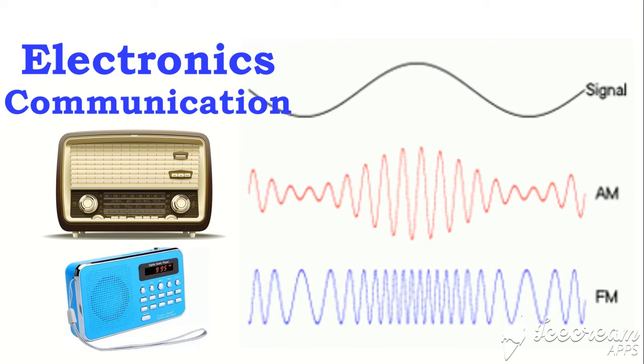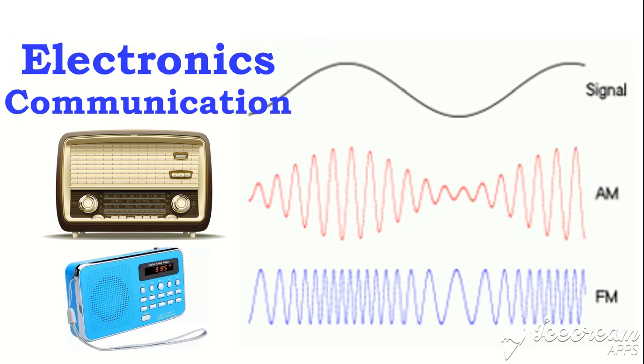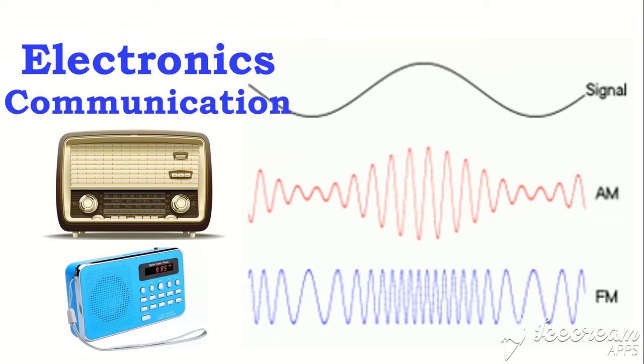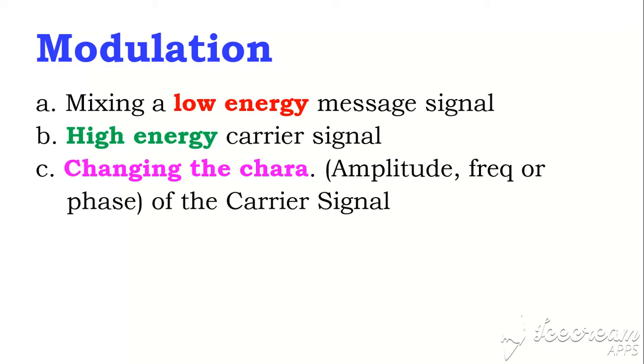Good morning all. Today we will learn about modulation, the need of modulation, and different parameters related to modulation. This is our plan of talk: modulation process, need of modulation, amplitude modulation, sidebands generated in AM, and the limitations of AM. First I will explain about modulation.